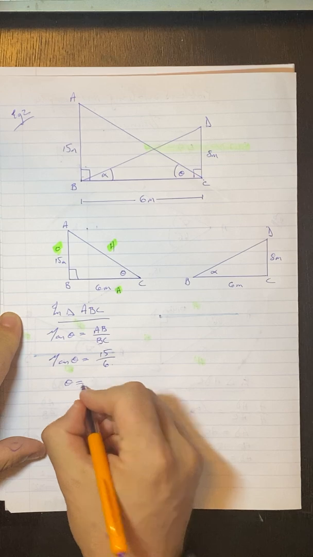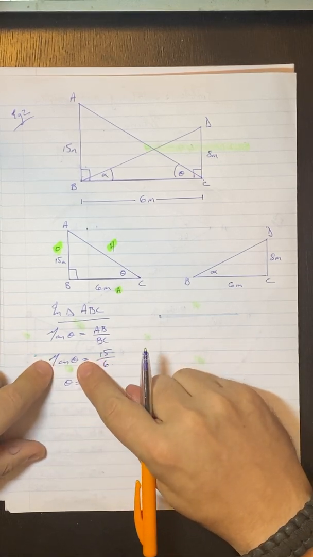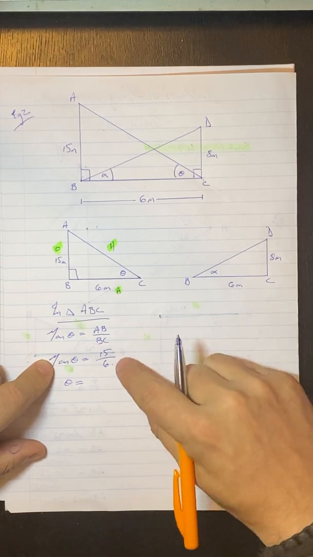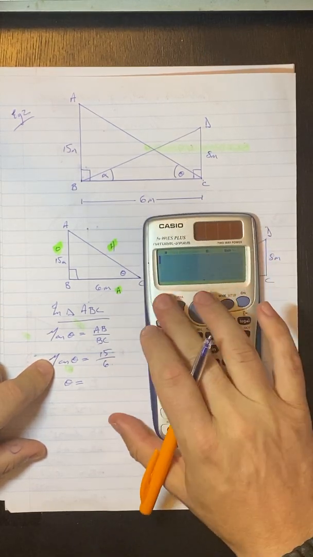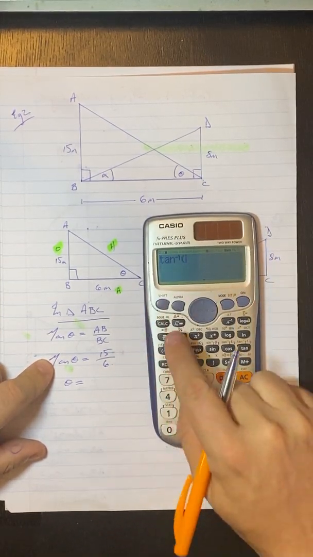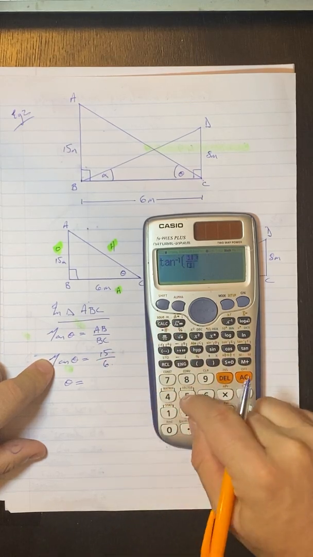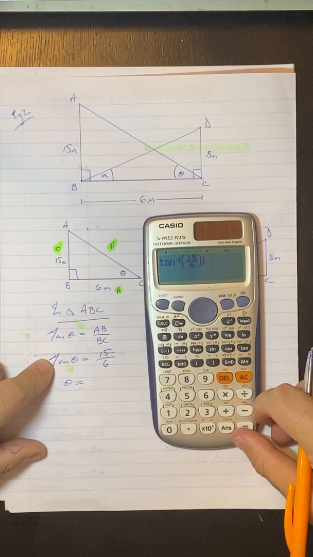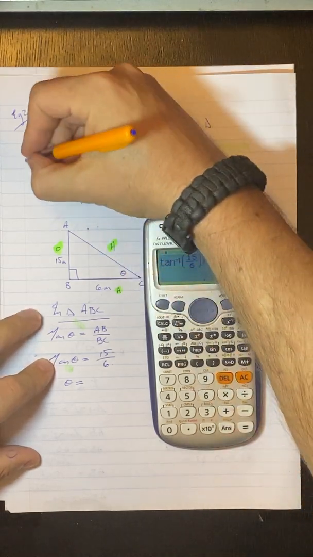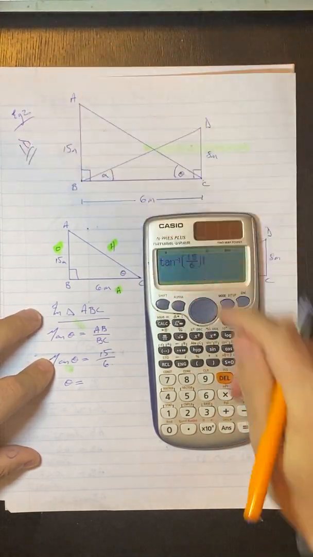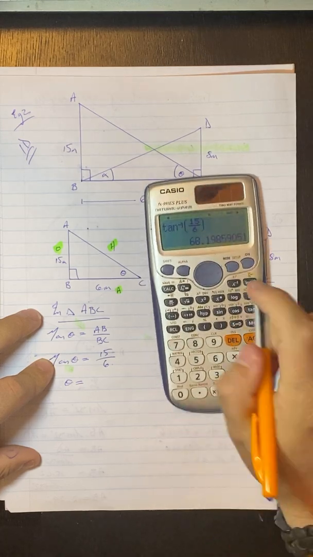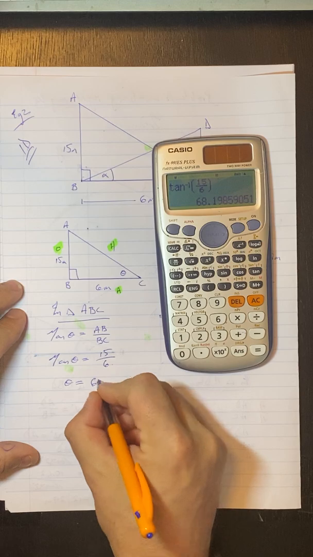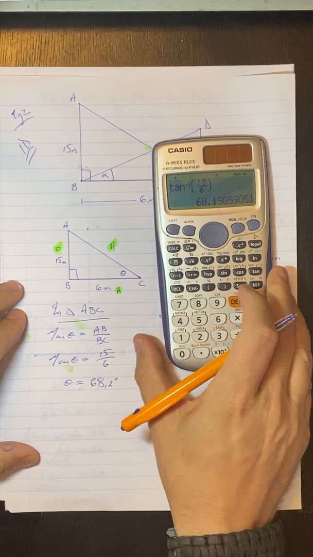So theta is equal to, now remember grade 10s, to find the angle, you go shift the trig function and then the number on the side. So we're going to go shift tan 15 over 6. And we are going to round this off to 1 decimal place. So to 1 decimal, that will be 68.2. So theta is 68.2 degrees.